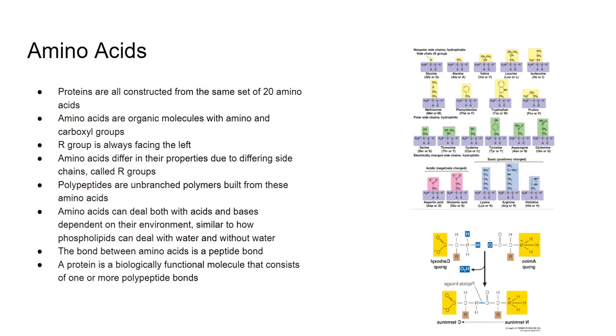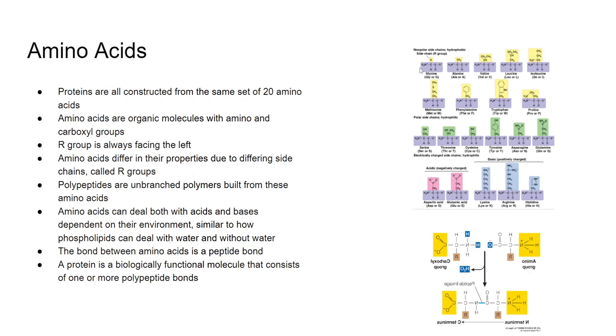Amino acids, which are essentially the monomers of these proteins, they're all constructed from the same set of 20 amino acids. So we have sets of non-polar amino acids, we have sets of polar side chain amino acids, and we have even pH-based, acidic and basic type amino acid side chains or R groups. The R group is always facing the left. The amino acids differ in their properties due to differing side chains called R groups.